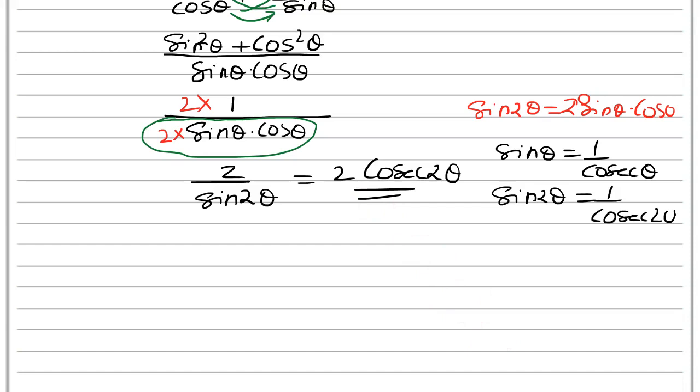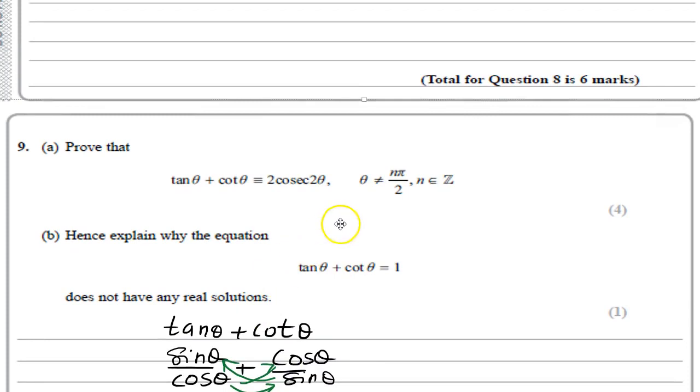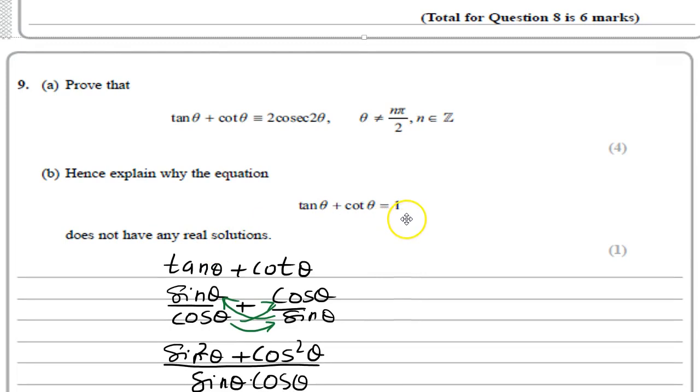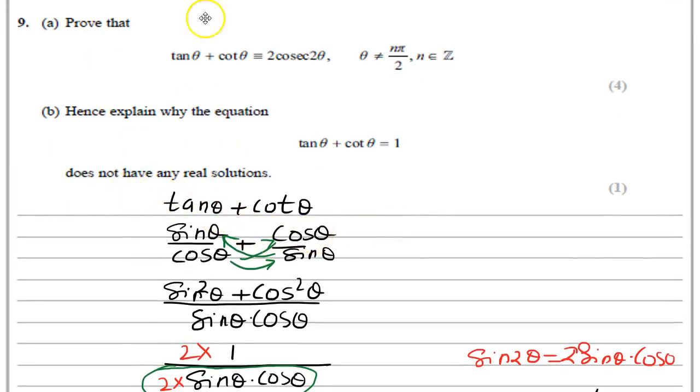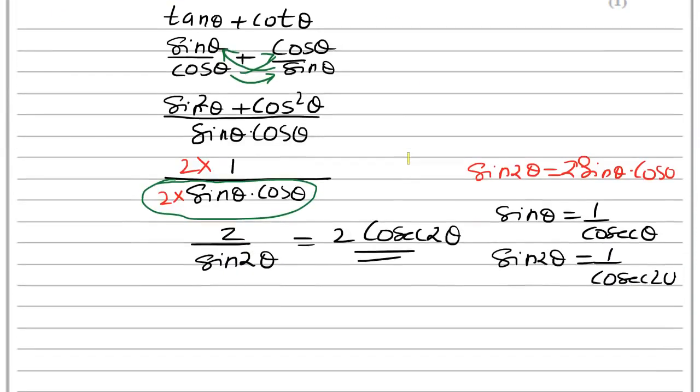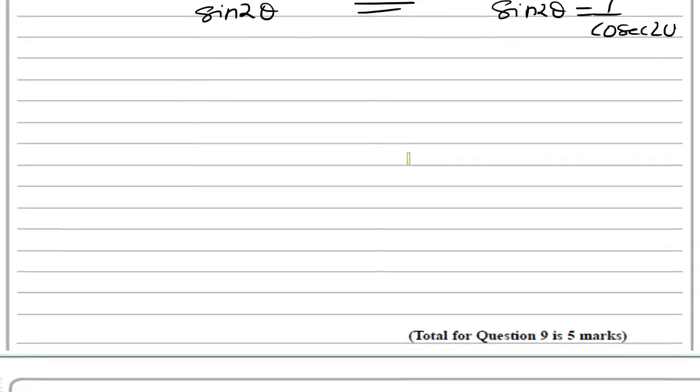Now they are saying, hence explain why the equation tan theta plus cot theta is equal to 1 does not have any real solution. So please see, they are saying it does not have any real solution, and this is tan theta plus cot theta equal to 1. So that is your B part. So let me solve the B part. Let's write tan theta plus cot theta equal to 1.